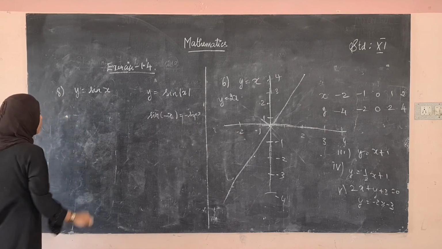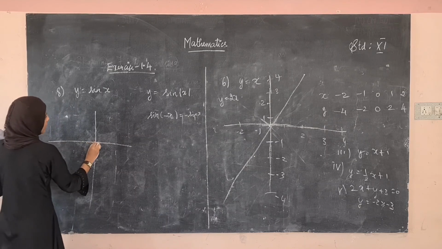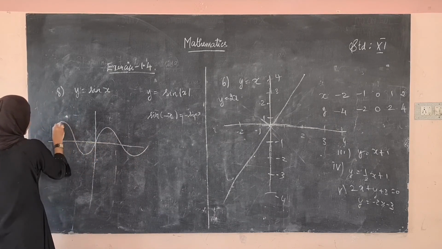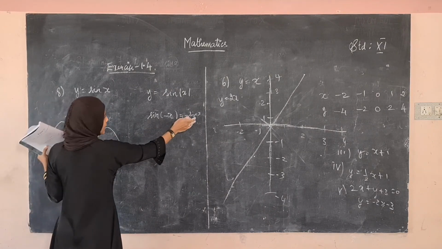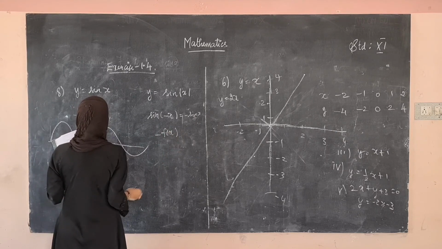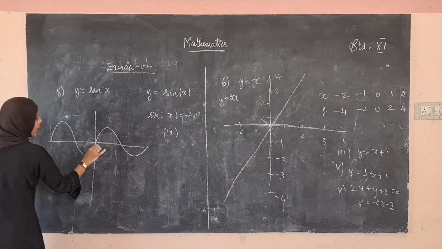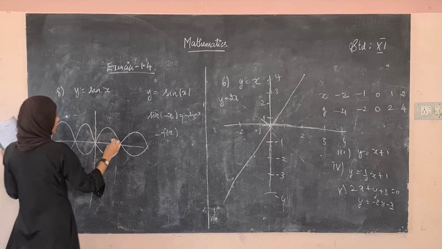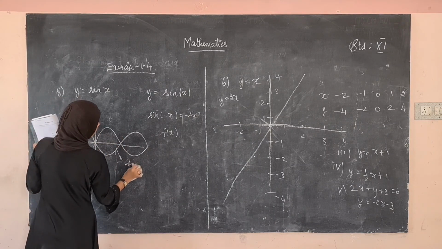Minus sin of x. See here, what will be the graph of the sine function? The graph of the sine function is like this. So what we have to find is minus sin of x, that is minus f of x. Minus f of x means it is reflected over the x axis. So the graph is like this. Okay, so this is the graph of sin of modulus x.